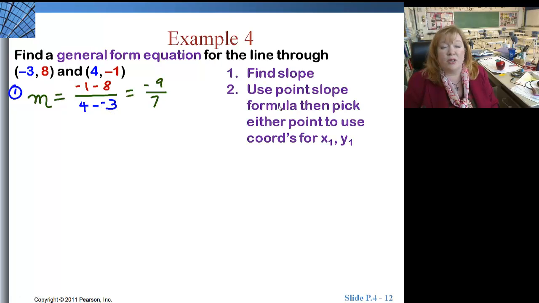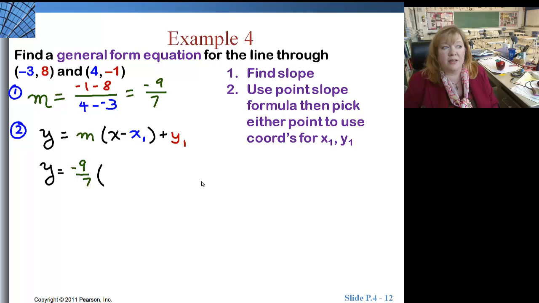Then we're going to use the point-slope formula and pick either point to use for the coordinates of x and y. So I'm going to use slope times x minus x1 plus y1. Slope is -9/7. It goes right in here for the m. And I'll probably use 4 for the x and -1 for the y, just because those seem like simpler numbers to work with. When I plug those in, I end up with this. So after I do the substitutions, 9/7 times x minus 4 minus 1, since I need to put this into general form, I need to simplify by multiplying through by the -9/7.